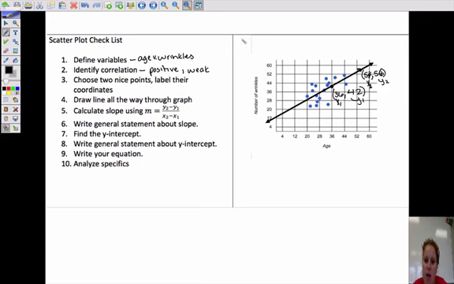So that would be 56 is y2 minus 42 over 54 is our x2 minus 36. All right, well that's 8 and 6 is 14, and 36, that's 14 plus 4 is 18. So we can reduce that. That would be 7 over 9, right?